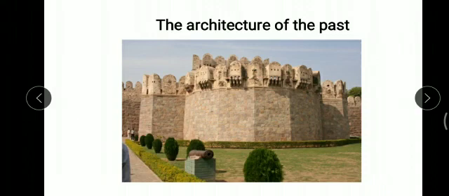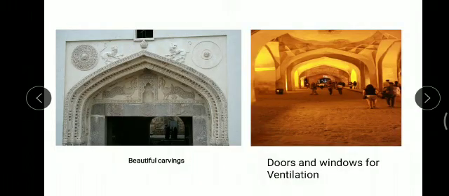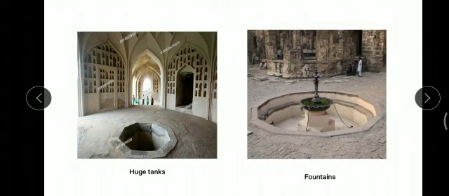Let's move inside the fort. There were big halls and rooms. There were beautiful carvings on the walls as you can see in the picture. The fort also had big doors and windows for proper ventilation. In olden times, electricity was not there. So, air and light were needed during the daytime. So, huge doors and windows were constructed. There were also big tanks, huge tanks were there and fountains were also found.